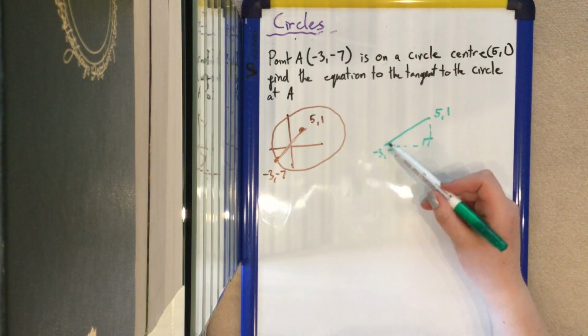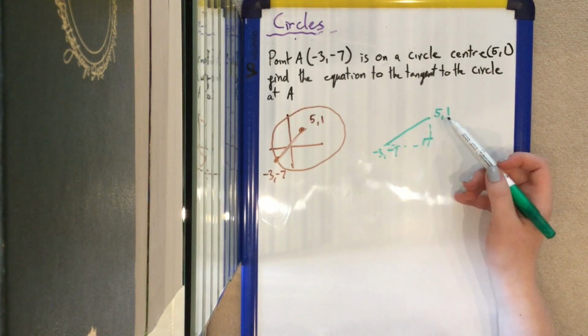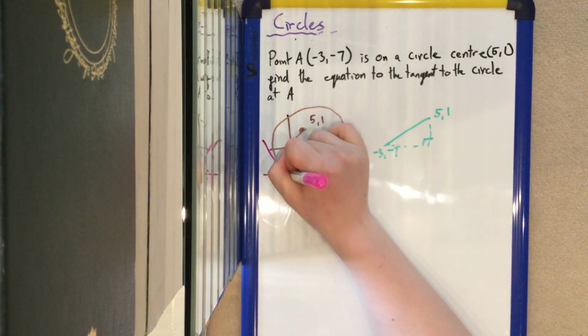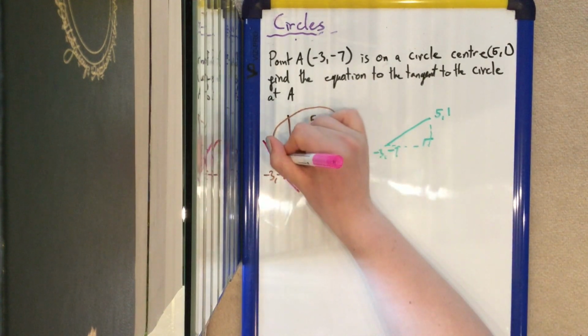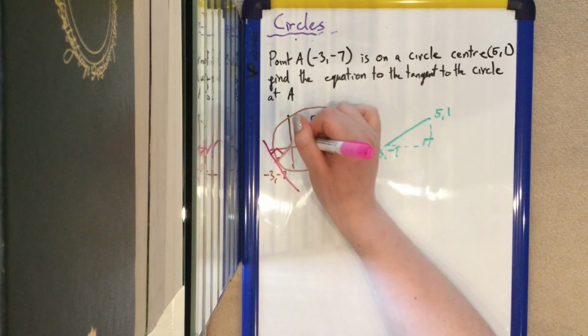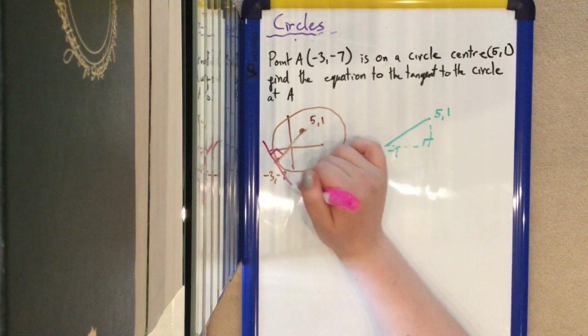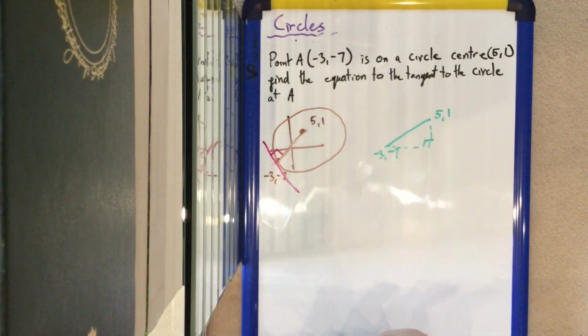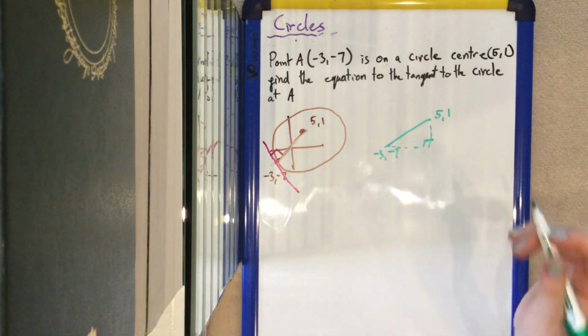What does matter is the gradient of this line. Now why am I saying this? Because what we're looking for is the tangent at this point. And from an earlier rule, we know that tangents and radii are perpendicular, which means the gradient of this tangent will be the negative reciprocal of the gradient of the radius. Those are some long words, so let's work through it.